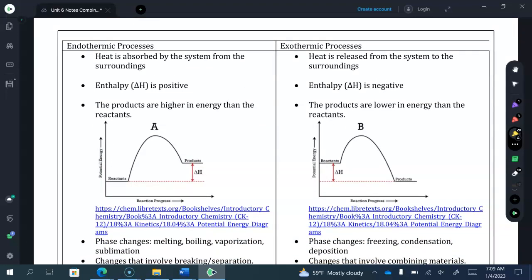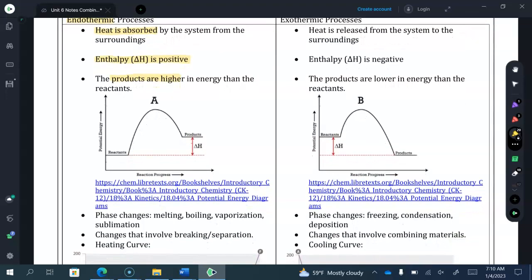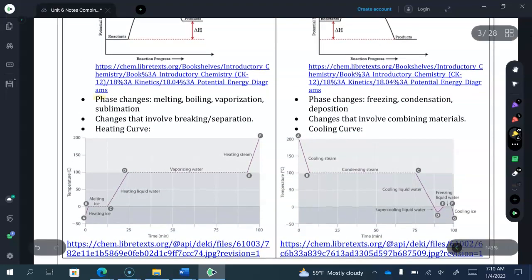Okay, so let's look at endothermic and exothermic processes side by side. So here on the left we have an endothermic process where we see heat being absorbed by the system from the surroundings. This means that enthalpy, or delta H, change in enthalpy, is positive. The products then are higher in energy than the reactants. Phase changes, which we're going to look at that graph right here, include melting, boiling, vaporization, and sublimation. So those are all the endothermic phase changes.